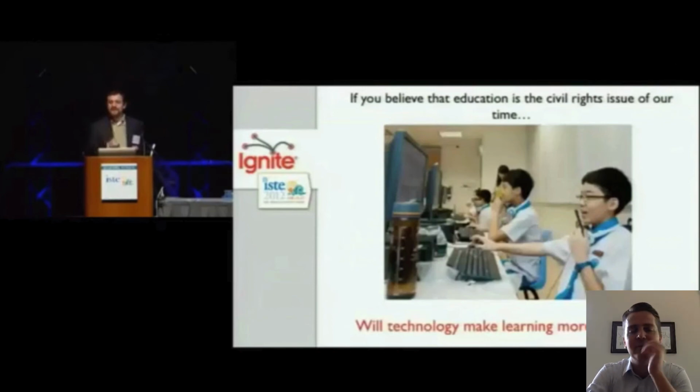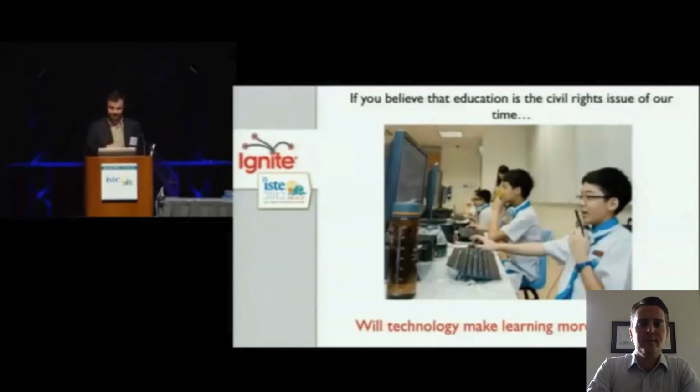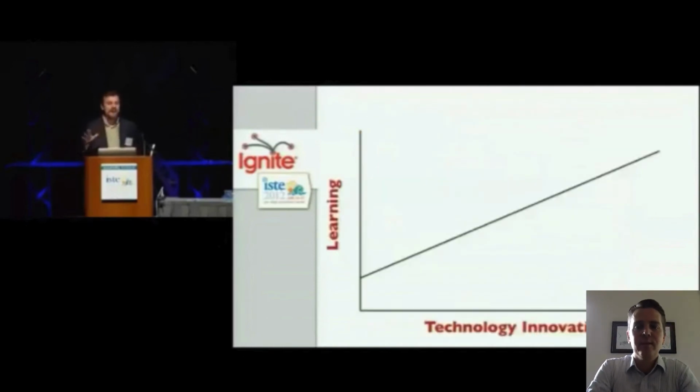If you believe that education is a civil rights issue of our time, is technology going to ameliorate or exacerbate those kinds of educational inequalities? That's what I've been trying to do with my research over the last 5 years, and I want to share a little bit of it with you. Here's kind of a simple schematic of the hypothesis of the ISTE conference. That as technology innovation goes up, learning, which we might define as the number of neurons in young brains being rearranged for pro-social purposes, goes up as well.